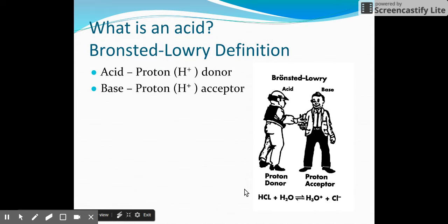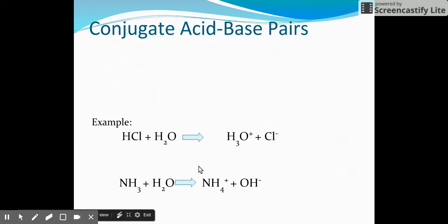The second definition, and this is the one that gets a little bit confusing, is the Bronsted-Lowry definition, where an acid is a proton donor and a base is a proton acceptor. But you don't think of a proton coming from the nucleus. But a hydrogen ion is just a proton. Okay, so now this part gets to be a little bit confusing.